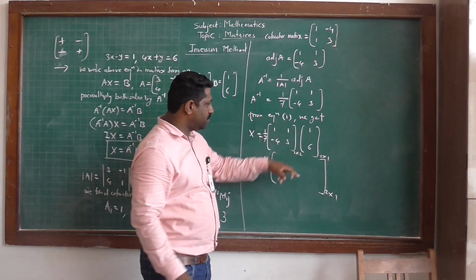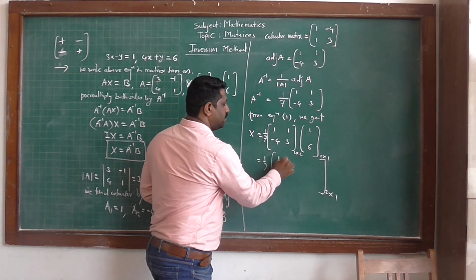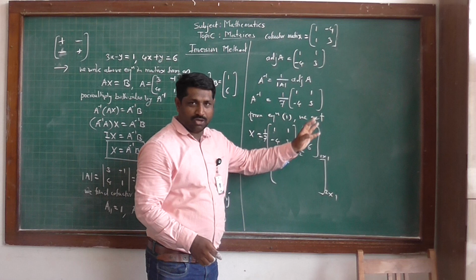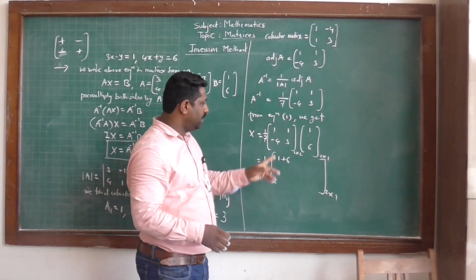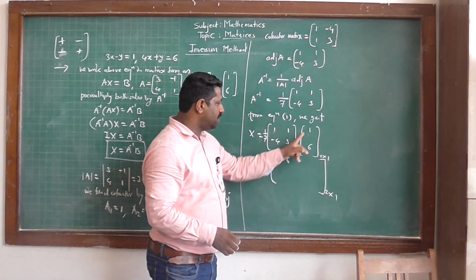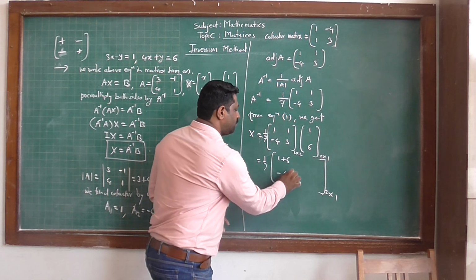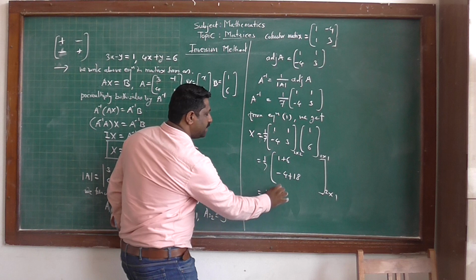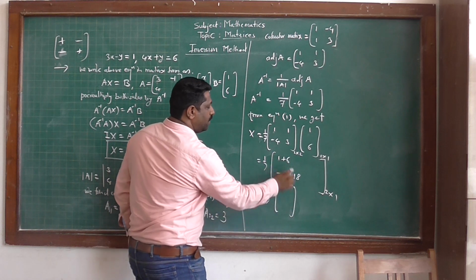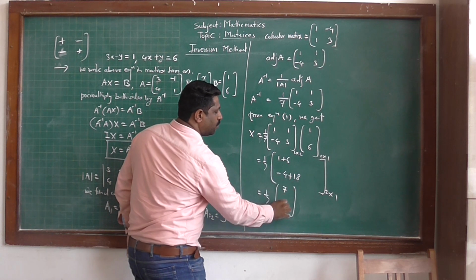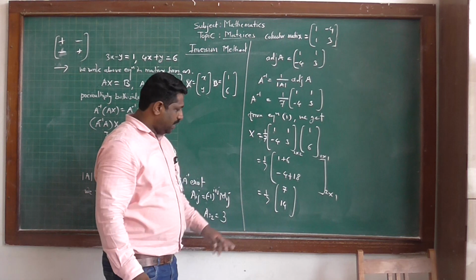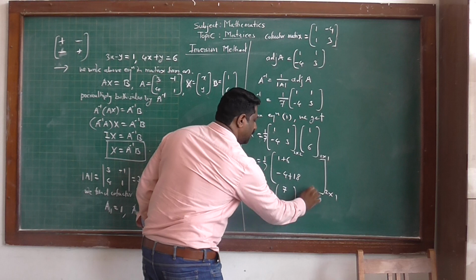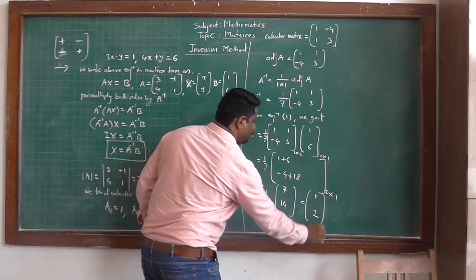So here first row first column 1 plus 6. Next first row second column, there is no second column, so first row is exhausted. Now second row first column, minus 4 plus 18. Now that is 1 by 7 into 1 plus 6, 7, and 18 minus 4, 14. If we multiply 1 by 7 to each element, we will get 1 and 2.